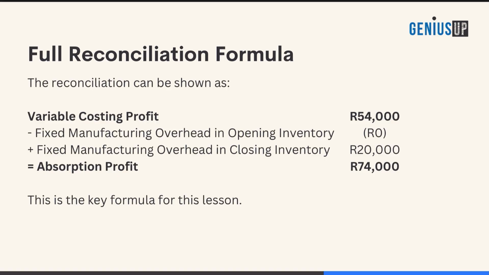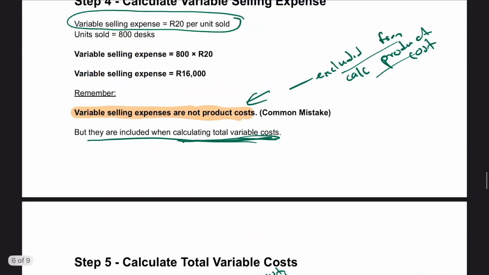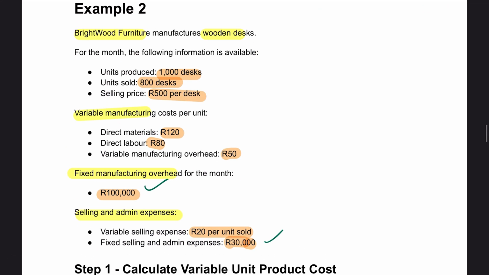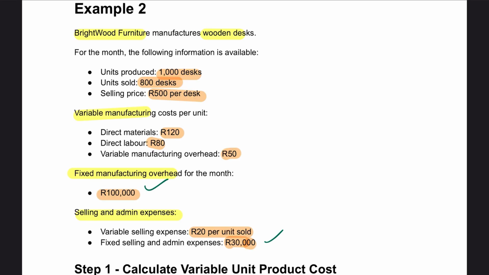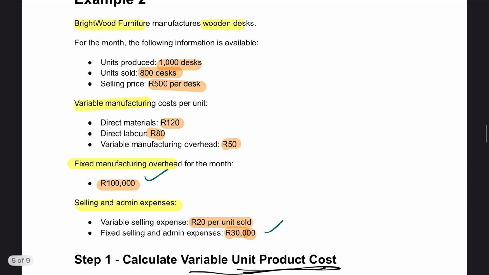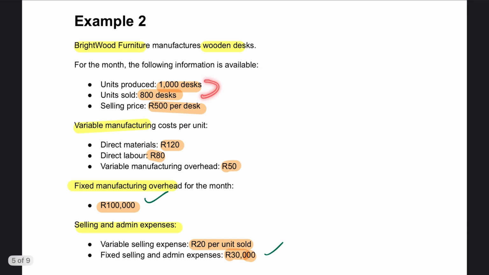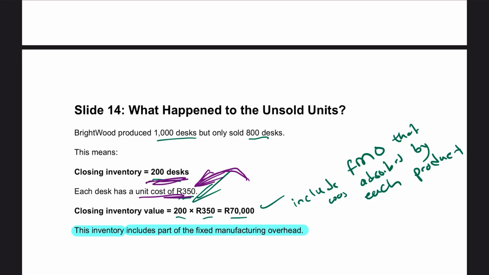So you might be asking yourself, Blessing, why did you put 0 here? If we're using the information that we were given for this specific example, we were not told of any opening inventory. Hence why we're saying there was no opening inventory, meaning that there were no fixed manufacturing overheads sitting in opening inventory. However, we were told that there was a closing inventory of 200 units.